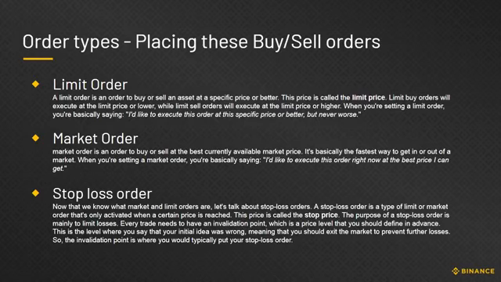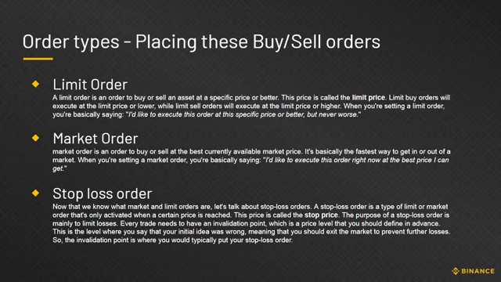So when you are setting a limit order, you are basically saying, I would like to execute this order at this specific price or better, but never worse. Let's say you buy something for 400 and you want to sell it. You're going to put the limit price higher than that, so I can make a profit. That's limit buy versus limit sell order. So what you're doing is that you want to sell it at a specific price, the price you would be happy to sell it for.